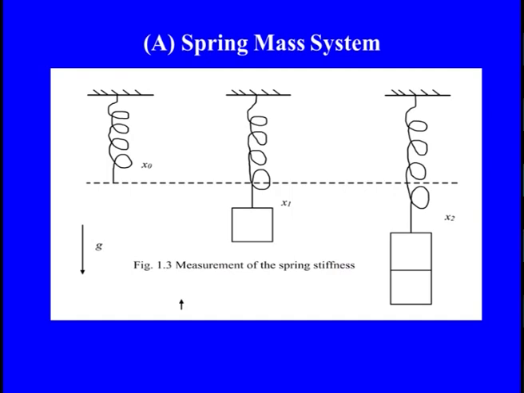Then when we add a known mass, the dotted line shows the static equilibrium position. When we add any known mass, a certain amount of deformation occurs within the spring itself. Then we add another same amount of mass, and the deformation is x2. So we have x0, x1 when one mass is added, and x2 when two masses are added. This is a linear progression of mass, with corresponding elastic deformations in the spring.